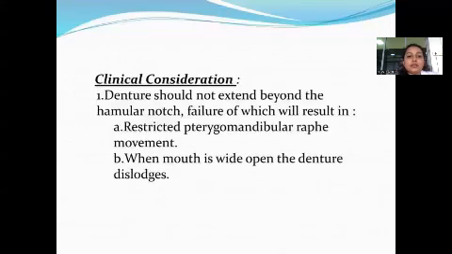The clinical consideration is that the dentures should not extend beyond these hamular notches. Finally, we get failures. First, restricted mandibular movement. Second, when the mouth is wide open, the denture will get dislodged.